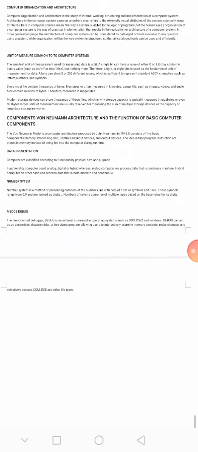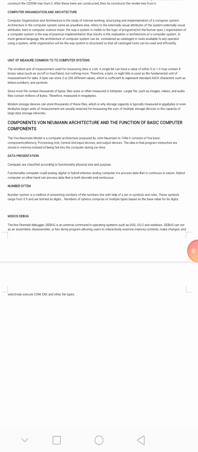Number system. A number system is a method of presenting numbers on the number line with the help of a set of symbols and rules. These symbols range from 0 to 9 and are termed digits. Number systems comprise multiple types based on the base value for each digit.